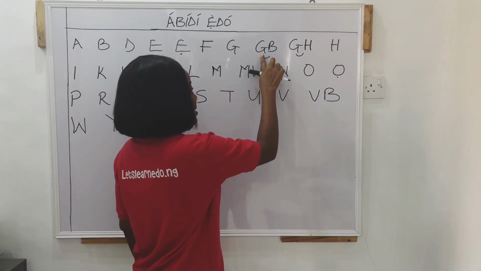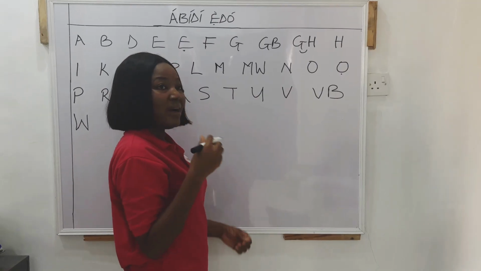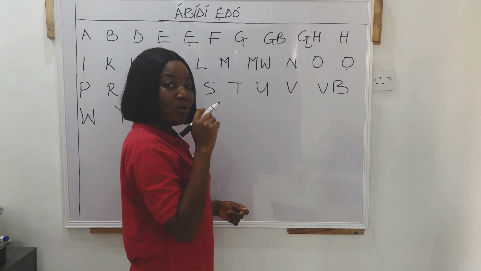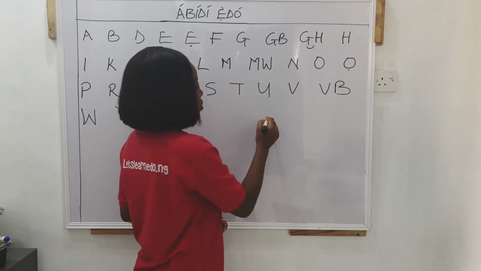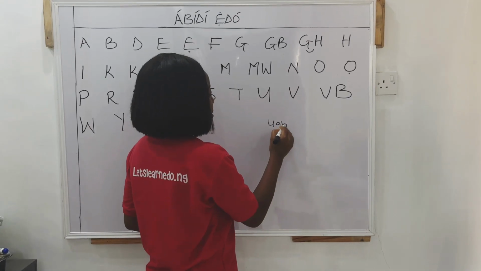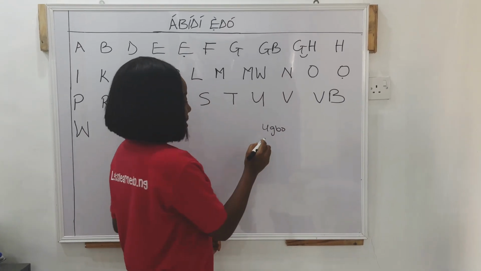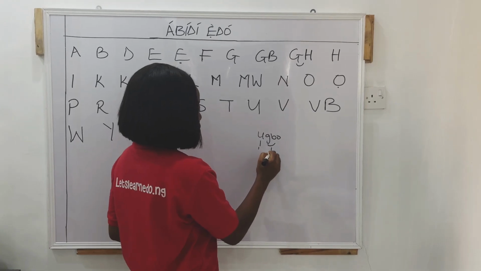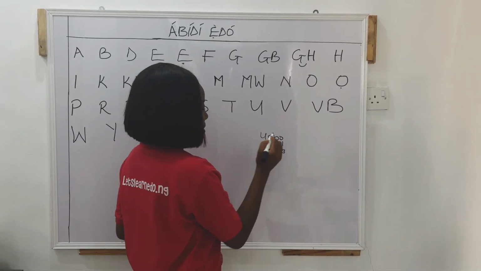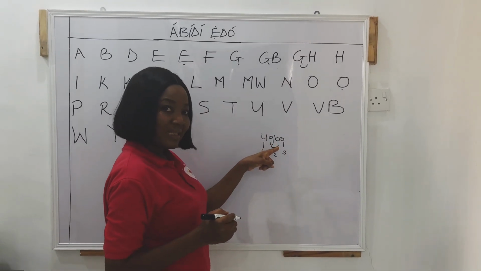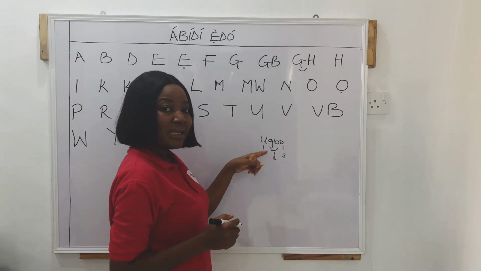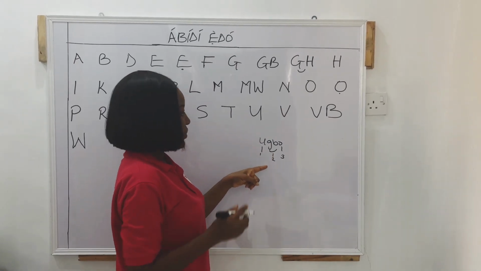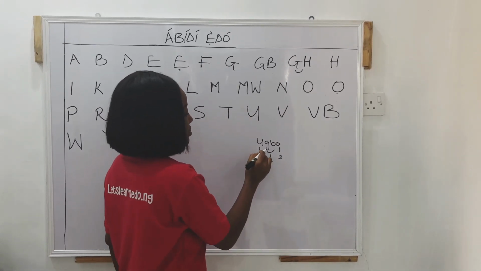So if you find this in a word, for example, we have Ugbo. Ugbo means farm. Now, if you're going to count this, it's counted as 1, 2, 3. So it is 1 letter, though it is called Ábídí Ẹ. So you pronounce that as B.